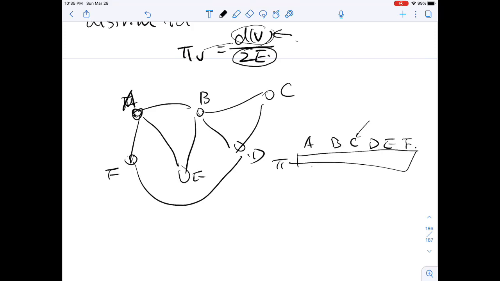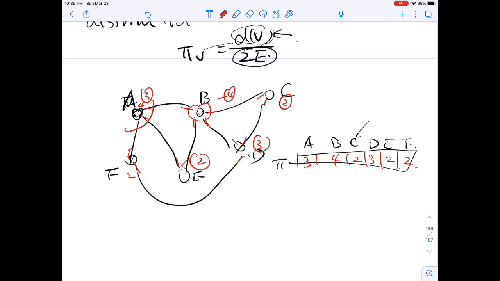So now let's count the degree of every node. We have 3 edges here, so the degree here is 3, and then we have 1, 2, 3, 4 edges here. The degree here is 4, degree here is 2, degree here is 3, degree here is 2, and degree here is 2. So I can write this down this way: A is 3, B is 4, C is 2, D is 3, E is 2, F is 2.